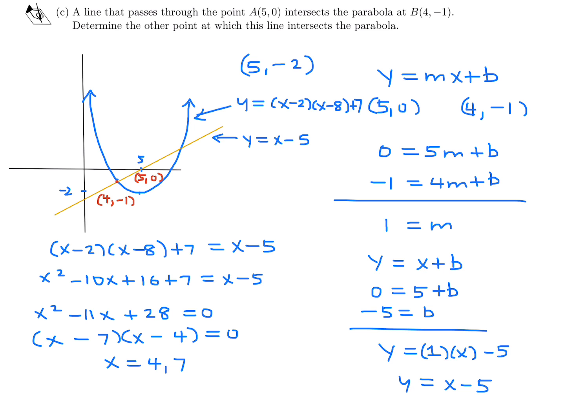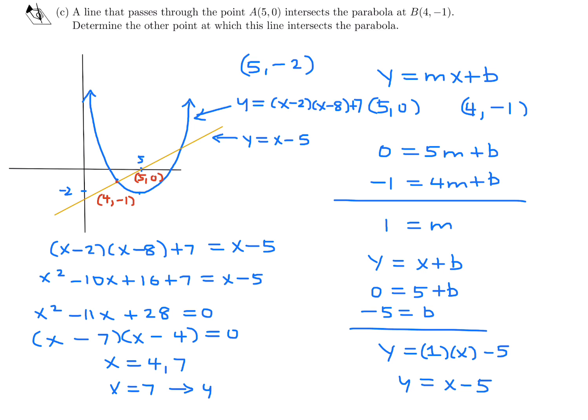Well, the 4 is this guy right here. So this point obviously is going to be the 7. So x is equal to 7. When that happens, we have to figure out the y coordinate because they want the actual point, right? Yeah, so they want both the x and the y coordinates.